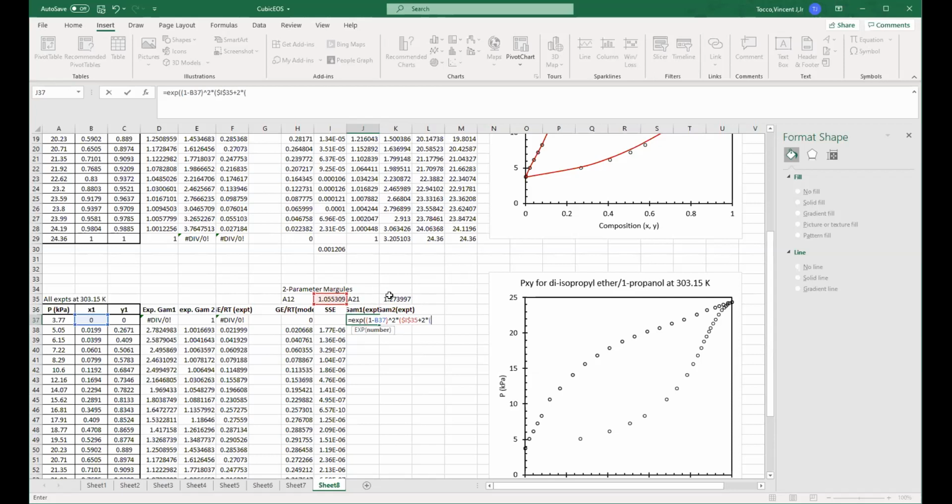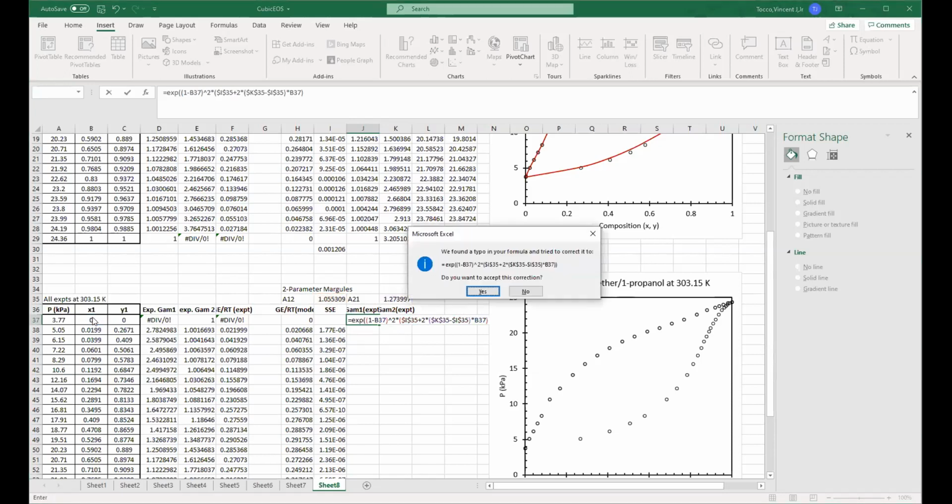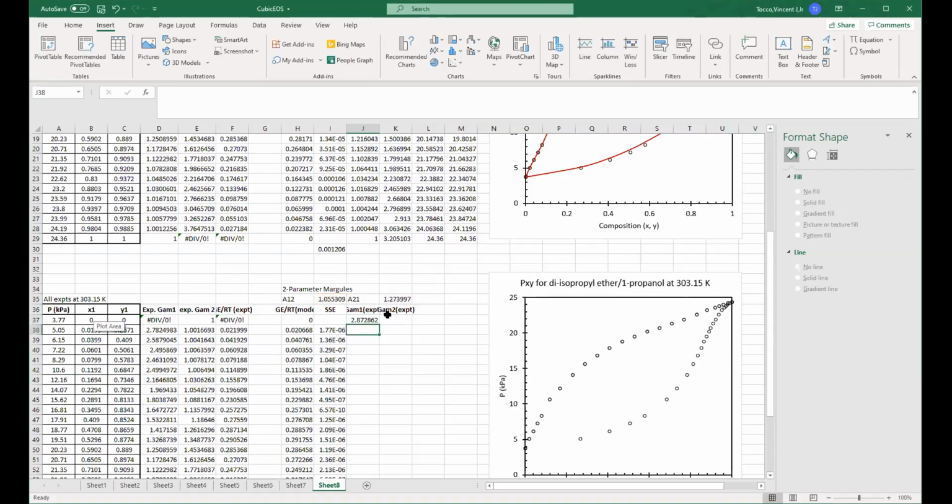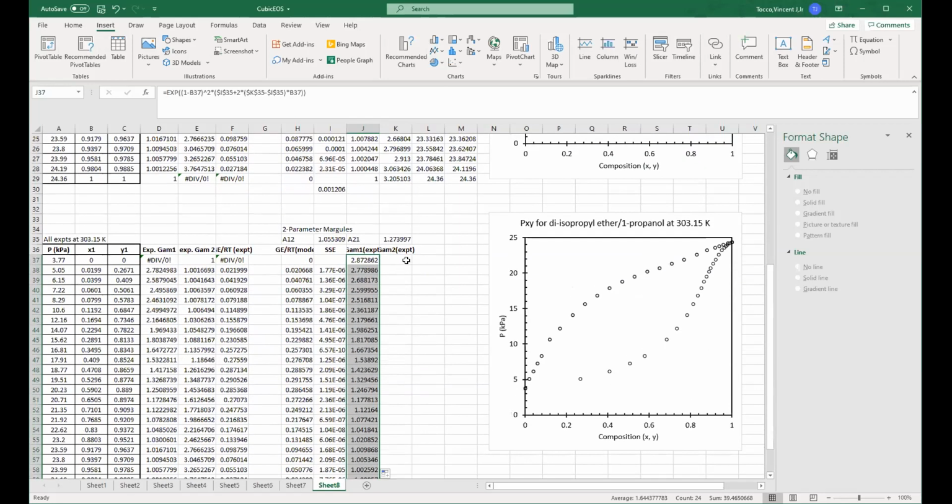2 times A21 minus A12. Close out the parentheses and multiply by x1. Close out the other parentheses. Found a typo. Hopefully it works. Does my gamma match? Oh, I don't know yet. Okay, experimental gammas look pretty good. Did not make a mistake. Not yet, I don't think, at least.